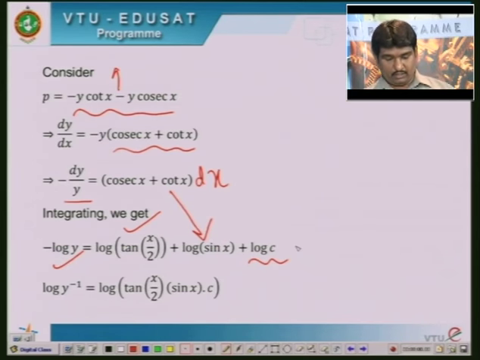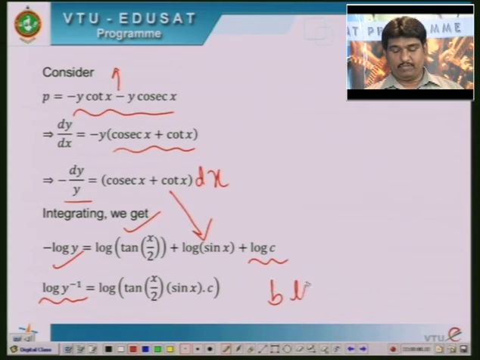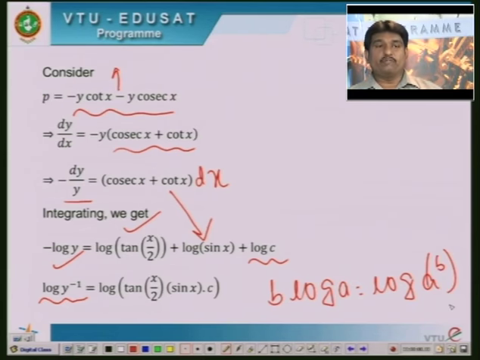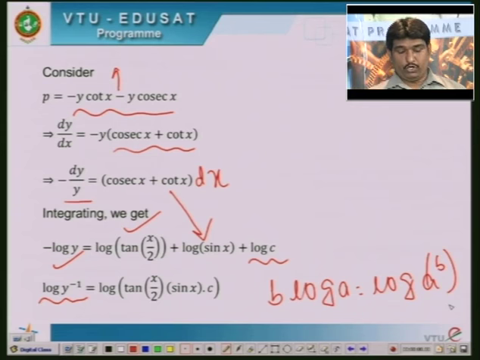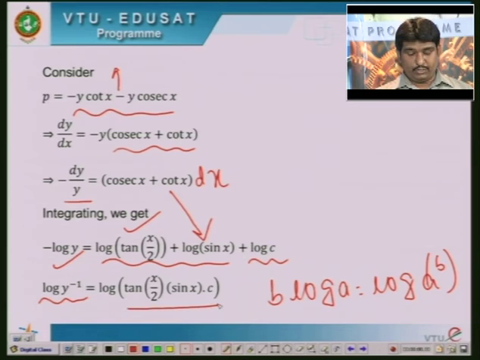You can take it as log c so that I can easily get y. Now I have used the properties of logarithm here. Minus log y can be written as log of y to the power of minus 1, because of this result, b into log a equals log of a to the power of b. So it is log of y to the power of minus 1 equals, now properties of logarithms, log a plus log b plus log c equals log of a b into c.